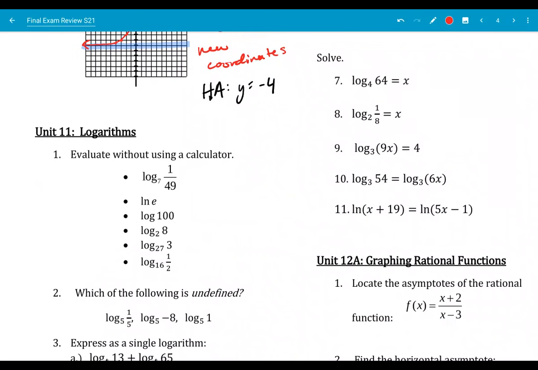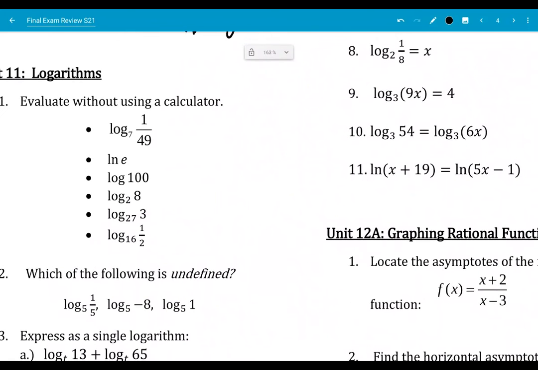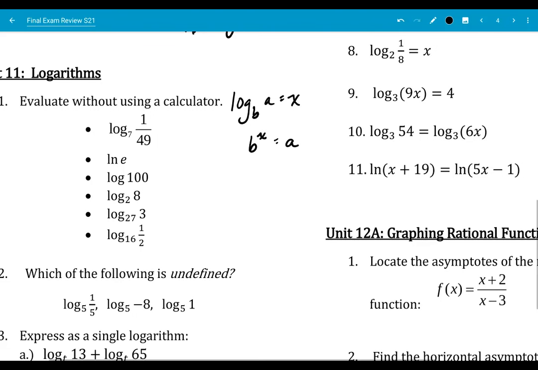Logarithms, which are the inverses of an exponential. So evaluating without using a calculator, what we need to remember is log base b of a is equal to x, and that converts to b to the power of x is equal to a. So we can change forms from one form to the other. When I'm rewriting forms, keep in mind the bases should always be the same.